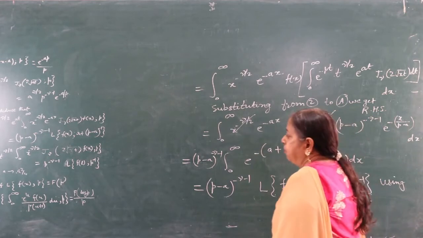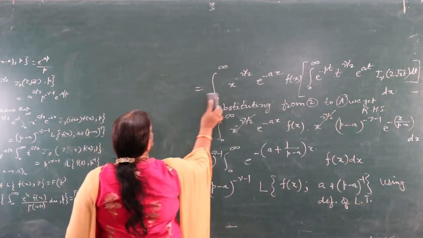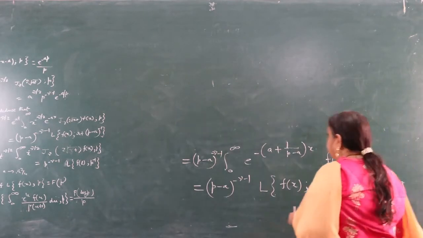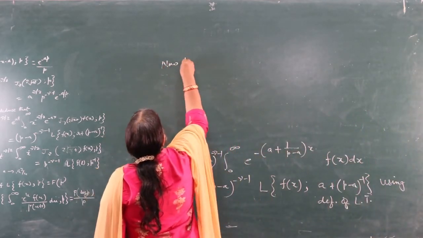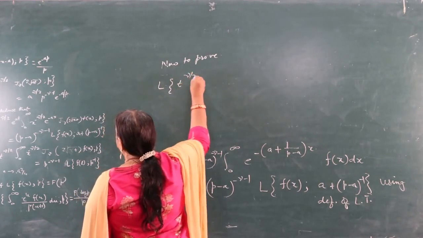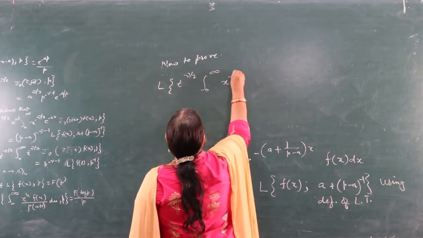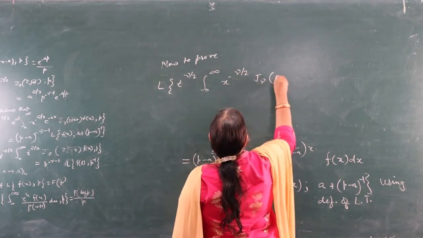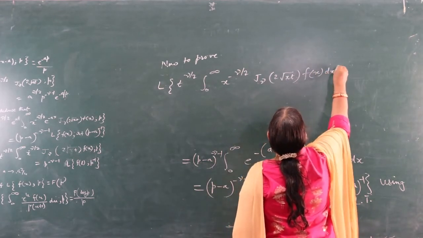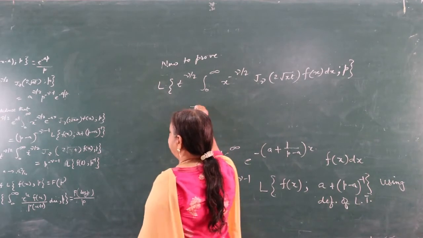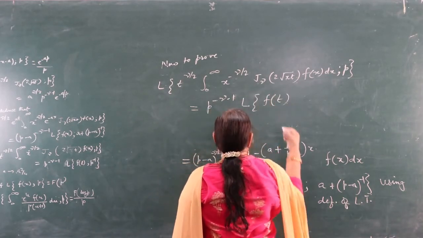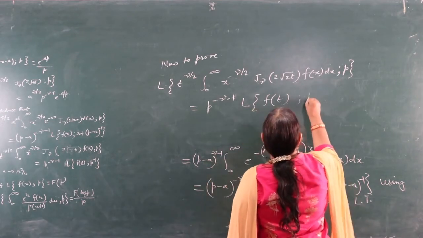Now from this result we have to deduce Laplace transform of t raised to power nu by 2 integral 0 to infinity x raised to power minus nu by 2 J nu 2 root xt f(x) dx at p is equal to p raised to power minus nu minus 1 Laplace transform of f(t) at p inverse.